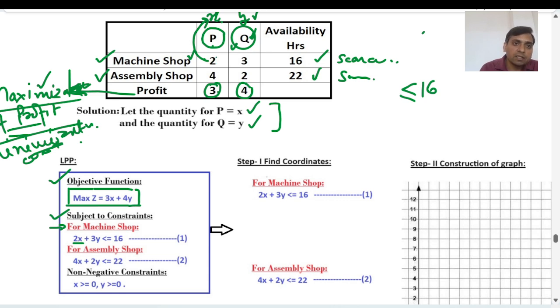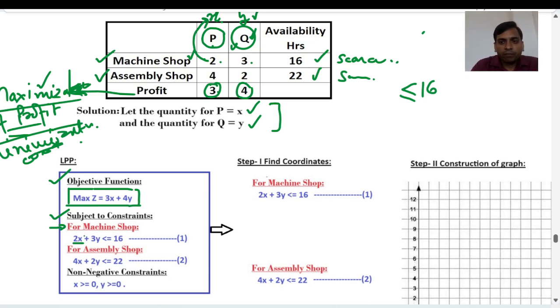But if we are considering this quantity 8, it must satisfy the second constraint also. In the second constraint, if we put x equals 8, 4 into 8 is 32, but the maximum availability of the assembly shop is 22 hours. So this quantity 8 for x does not satisfy the second constraint. That's why we need to create the constraint first: 2x plus 3y, with total availability maximum 16 or less than 16. This is the first constraint for the machine shop.